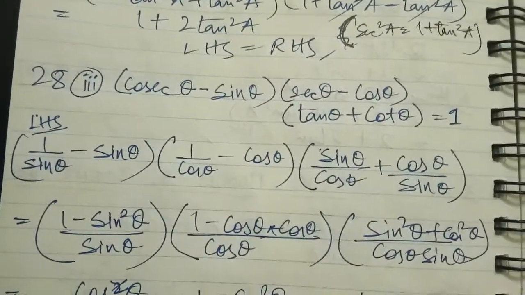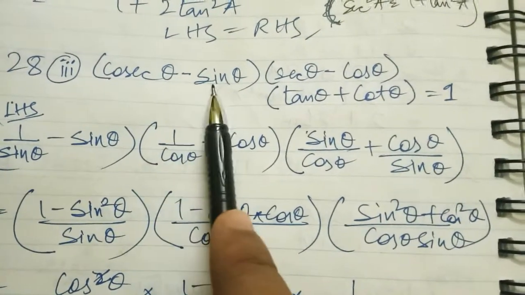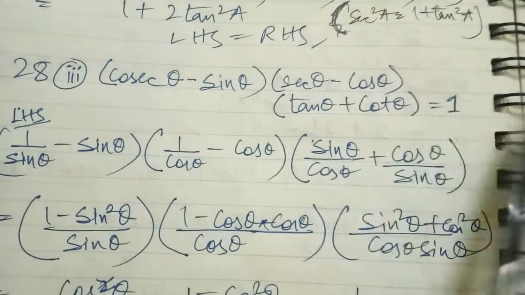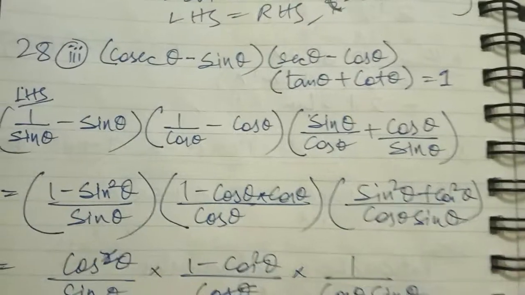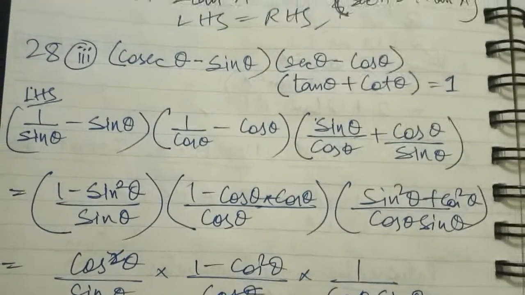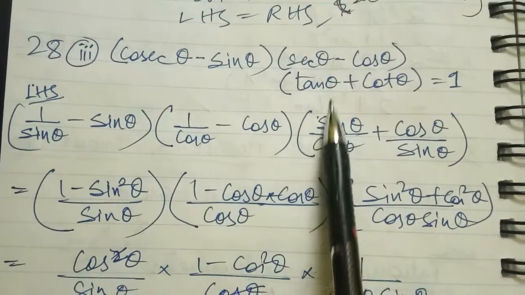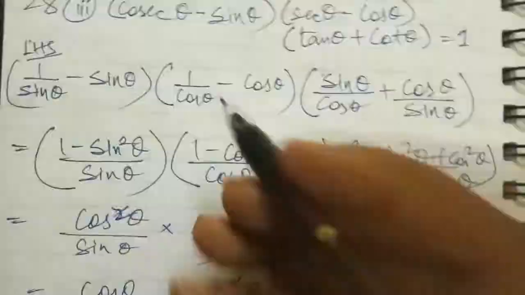Next, one more sum. This is very important. This is a good sum also. This kind of sum: (cosec theta minus sin theta) into (sec theta minus cos theta) into (tan theta plus cot theta) equals 1. See, what I have done, I told you in simple language, in the very first part of this chapter, you just break it into the simple form. I made cosec into 1 by sin, sec into 1 by cos, and this one sin by cos and cos by sin. After that, I have taken the LCM.